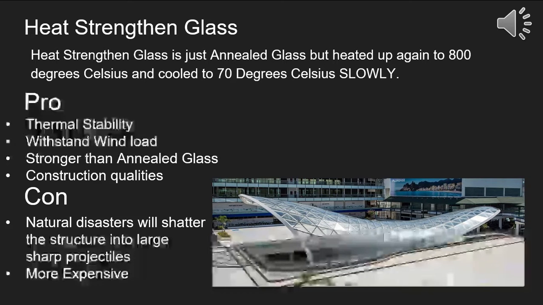Some cons, natural disasters will shatter the structure into large, sharp projectiles. And also, it is more expensive than annealed glass.